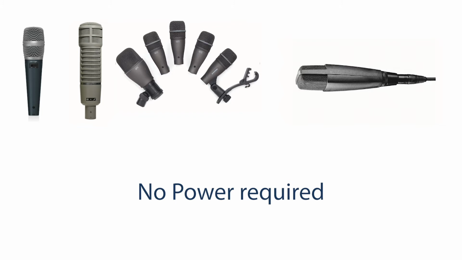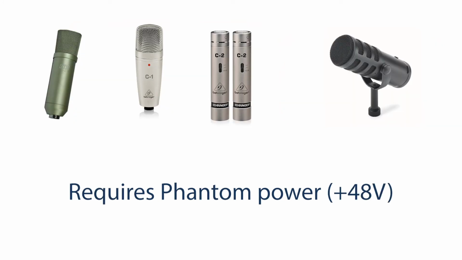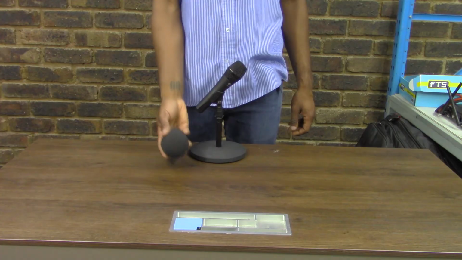Dynamic microphones do not require any power. However, condenser microphones require 48 volts, or commonly known as phantom power. Both microphones need to be shielded to avoid popping sounds. Dynamic microphones mainly use windshields, whereas condenser microphones mainly use pop filters.